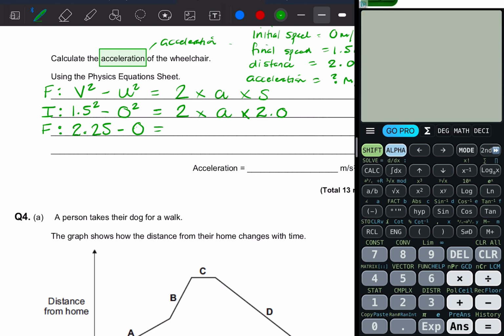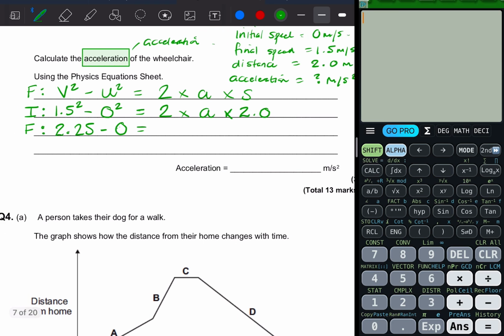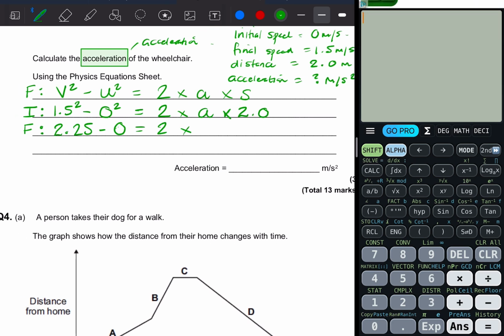2 times a times 2.0. We can do the 2 times 2. 2 times 2 is 4. Just remember, I said I'm going to do everything. So we end up with 4 times a. There are a couple of different ways of doing this, but I like to do this where I just do everything. So we end up with 4.0 times a. And we can fine tune this a bit more because we don't need that 0 in there. So 2.25 is equal to 4.0 times a.